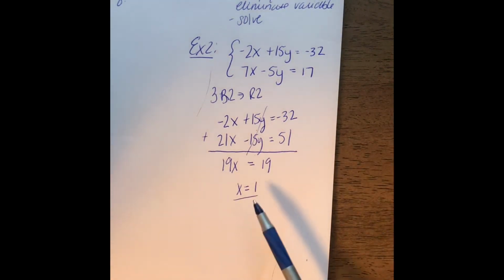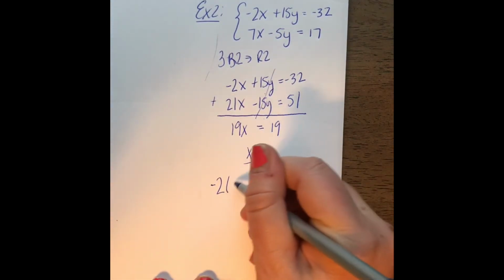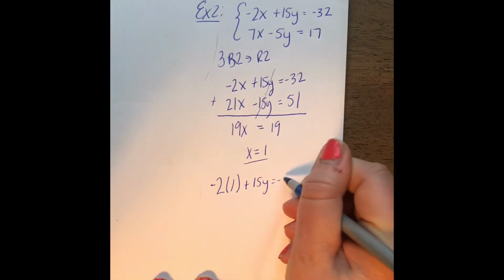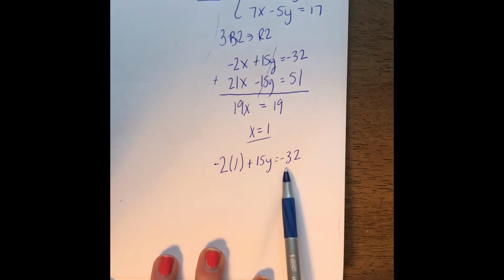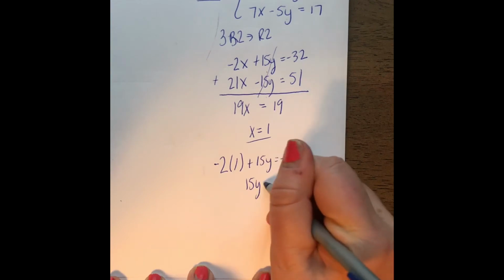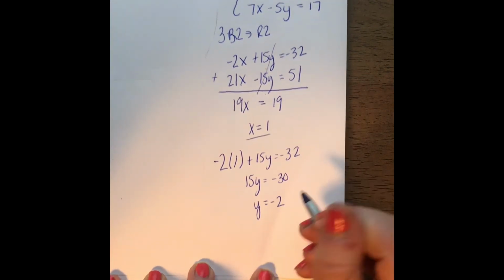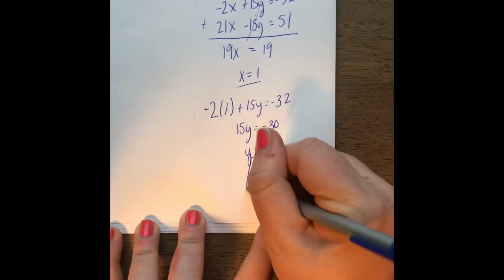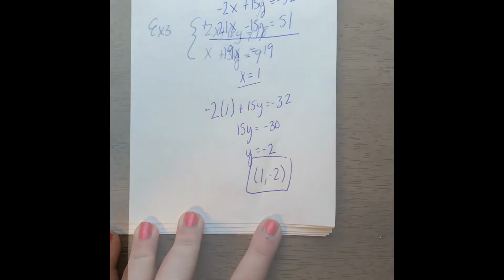Again, once you get one of the variables, plug it into the other equation, either one of them. So I'm going to do the first one just by habit. Negative 2 times 1 plus 15y is equal to negative 32. I'm going to add 2 to both sides, so I have 15y is equal to negative 30. Divide both sides by 15, y is equal to negative 2. So I have the point 1, negative 2. So these two lines are going to cross at the point 1, negative 2.